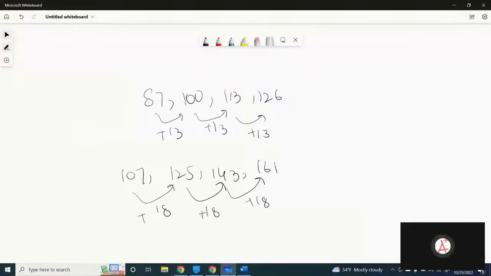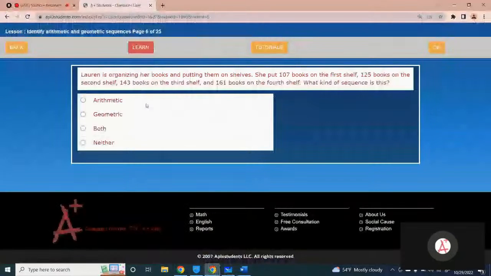Got it? So what type of sequence is it then? They have a common difference. So what type of sequence is this then? It is arithmetic. Yes, basically when you get the next number by adding or subtracting, that means it is an arithmetic sequence. And if you get the next one by either dividing or multiplying, that means the sequence is geometric.